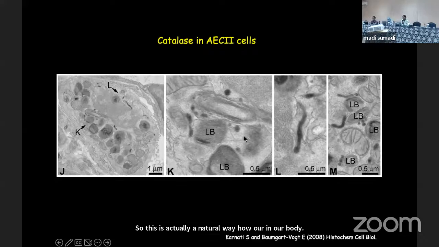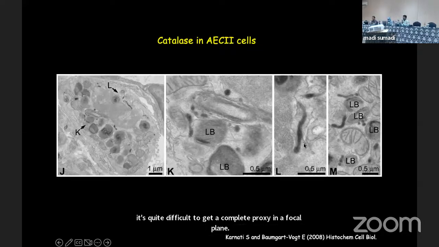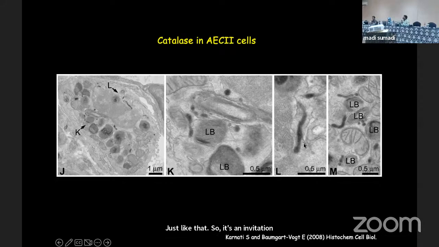But 99% of the time, we see them round, just because we cut through the section or a sample or a cell and we see from other angles. It's quite difficult to get a complete peroxisome in a focal plane. Not only peroxisomes, any other organelle. So it's an invitation, the way you look at things, the way you understand. And this is exactly what the main thing is about, seeing is believing. What you look at and what you believe are not the same. There is so much left that you need to clarify.